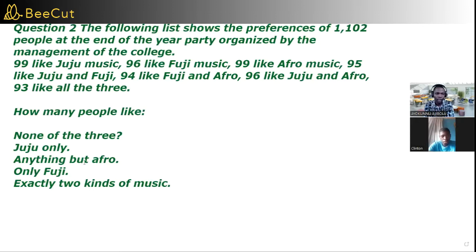Juju only, anything but Afro, only Fuji, exactly 2 kinds of music. So even if we cannot finish this question because of our time, I'm going to just try to show you the Venn diagram.